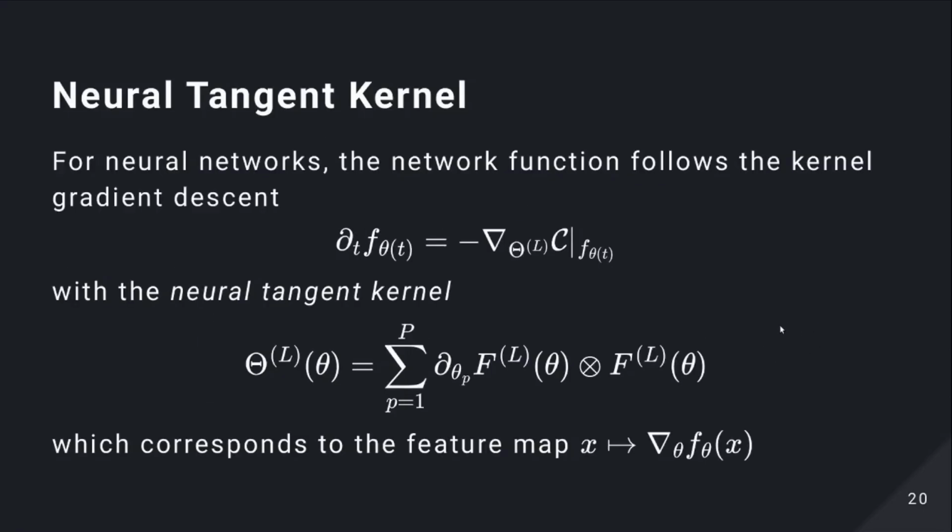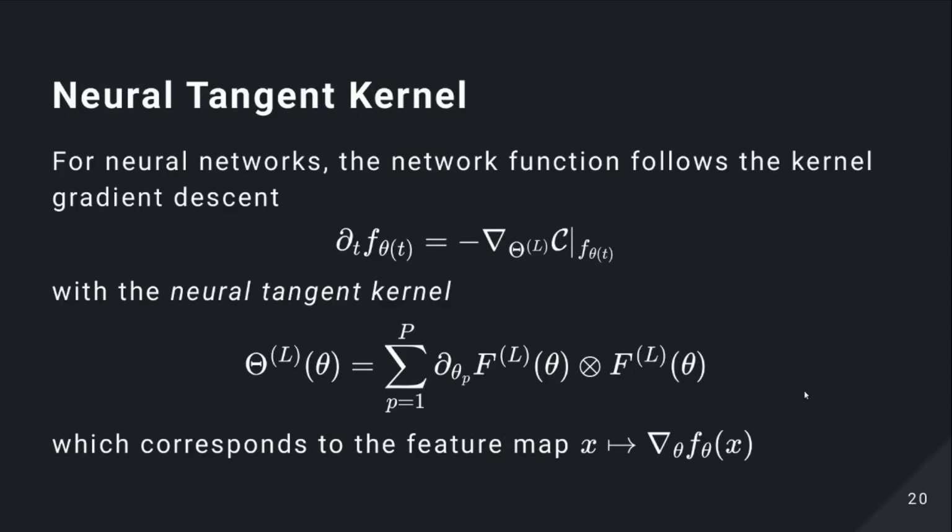And we actually can do literally the same thing for neural networks. So the main, not quite result, but almost result from the paper is that for a neural network, the network function will follow the kernel gradient descent when the parameters are optimized with gradient descent, where the neural tangent kernel is basically exactly the same. We're taking the map from parameter to function space and taking the gradient of that with respect to each parameter.